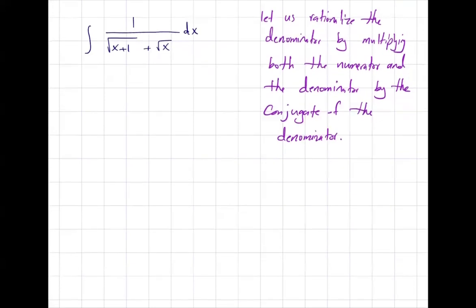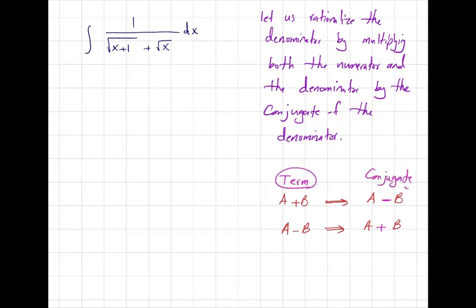So what was the definition of conjugate? If you have a quantity like a plus b, its conjugate is a minus b. So you're going to just copy down a and b, just change the sign in between. If it's a plus b, it becomes a minus b. If you have a minus b, the conjugate is a plus b. This is your term, and this is the conjugate of the term.